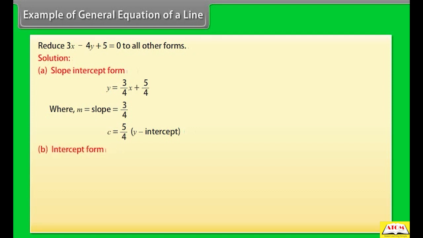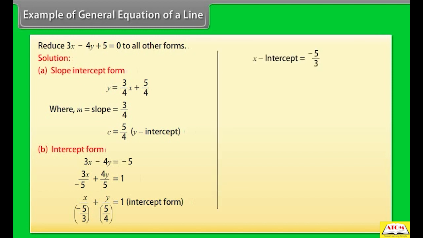Intercept form. 3x minus 4y is equal to minus 5. 3x by minus 5 plus 4y by 5 is equal to 1. x by minus 5 by 3 plus y by 5 by 4 is equal to 1. Intercept form. x-intercept is equal to minus 5 by 3, y-intercept is equal to 5 by 4.